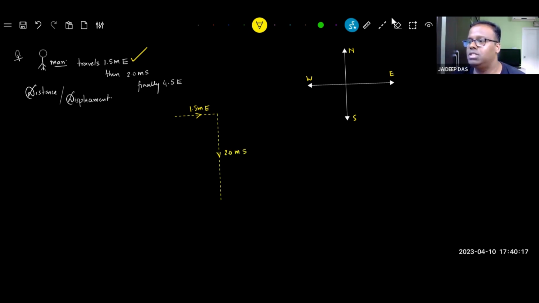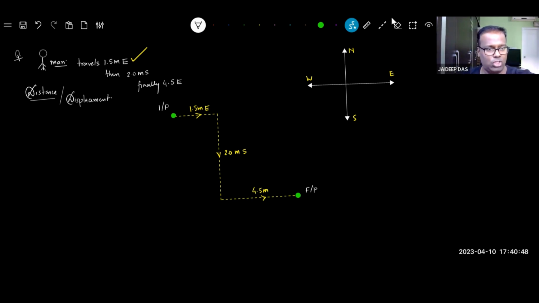After that, the person again travels 4.5 meters east, means the person goes this side. We are asked to find out, whenever you see this problem, where did the person start from? He started from here and concluded his journey here. So this is my initial point, and this is my final point. We need to find distance first. What is distance? Distance is the sum of the actual distance traveled without any direction.